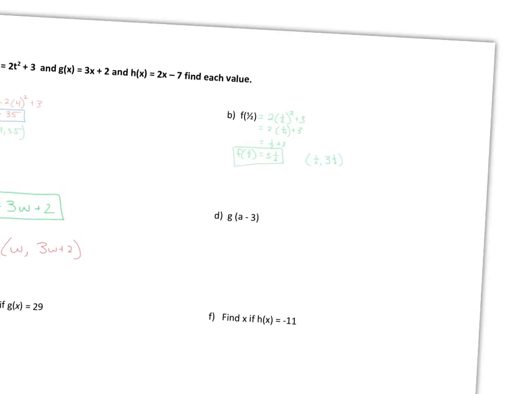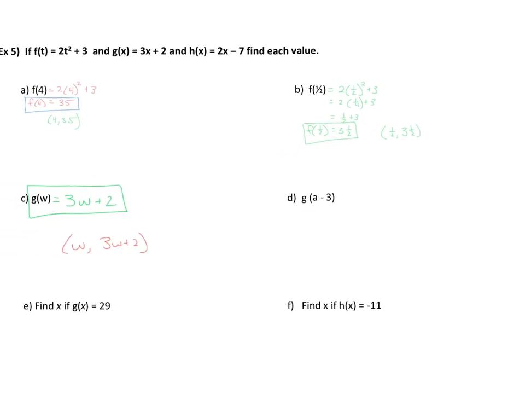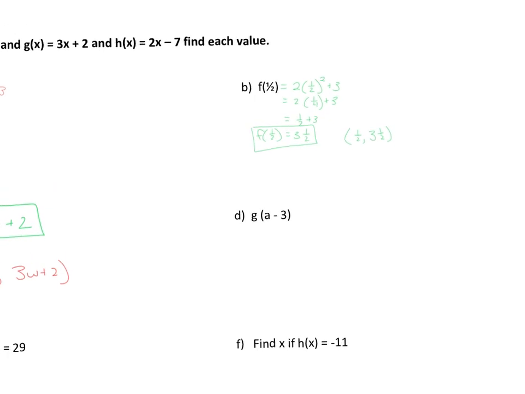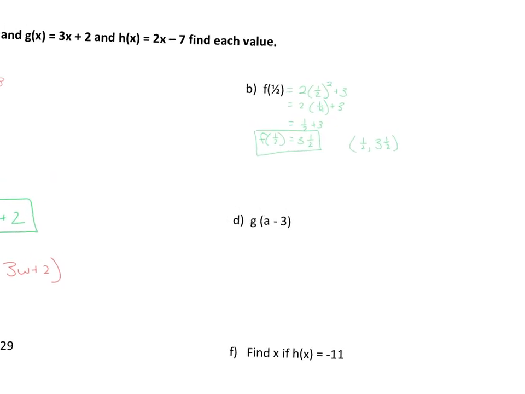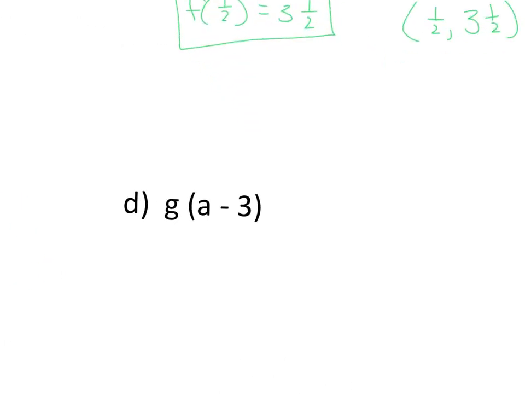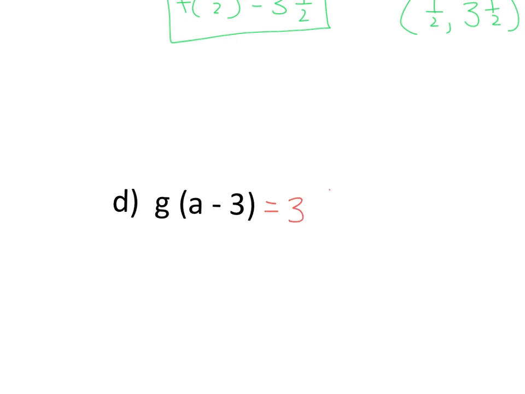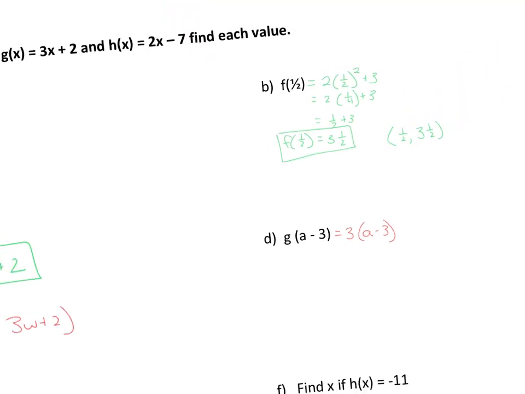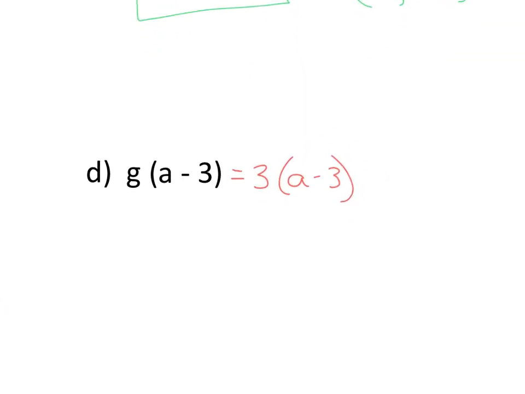All right, so now let's go to the next one. So we're going to plug in g. So we're still plugging into g. But now we're going to plug in an a minus 3, okay? So again, I'm going to be taking this a minus 3 right here, and I'm going to plug it in for that x right there. So it's going to be 3, and in place of x, I'm putting a minus 3, and then it was plus 2.